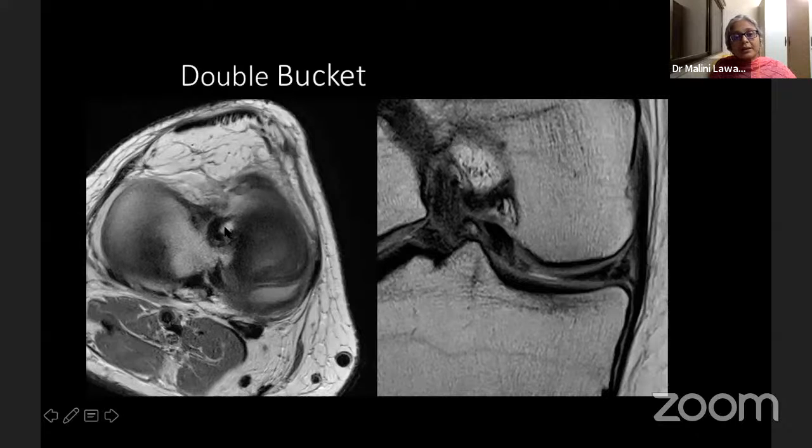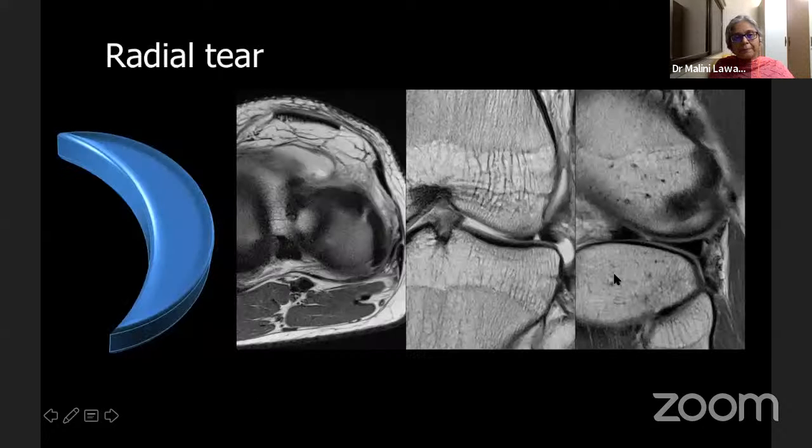Double bucket handle tear, in addition to the displaced fragment, there's additional tear in the peripheral component. So this is the displaced meniscal component in the intercondylar region. And here in this peripheral remnant, you can see additional longitudinal tear. So this is a double bucket handle tear.